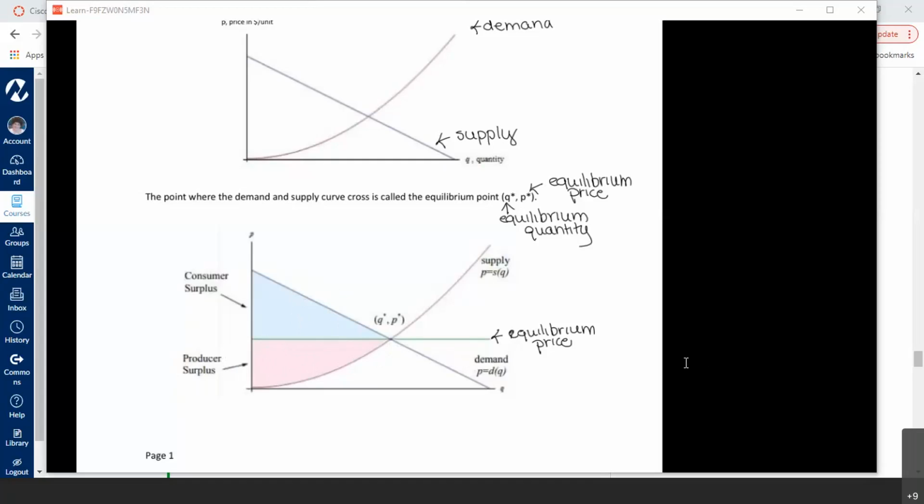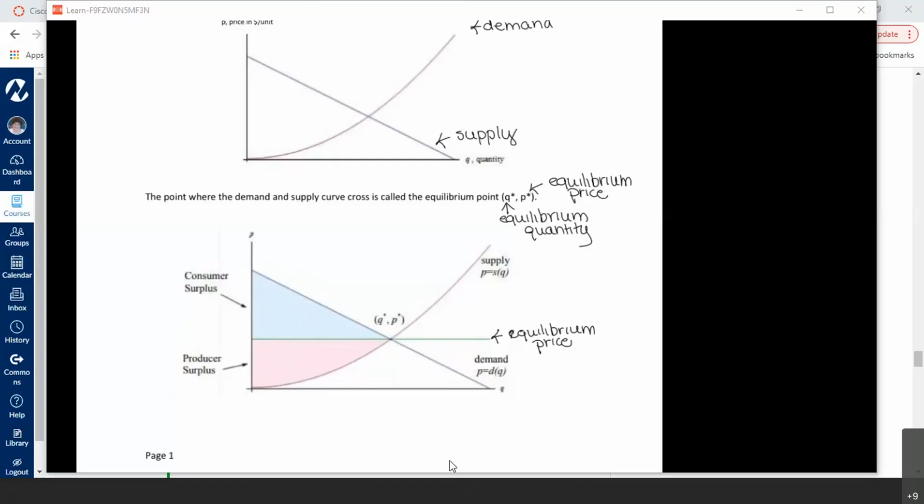Make sure that makes sense. I'm trying to explain the logic behind what we're going to do. Everybody all right with the idea of the surplus? In both cases, this blue area here, the consumer's saving money. Here, the producer is saving money. That's why it's called a surplus.